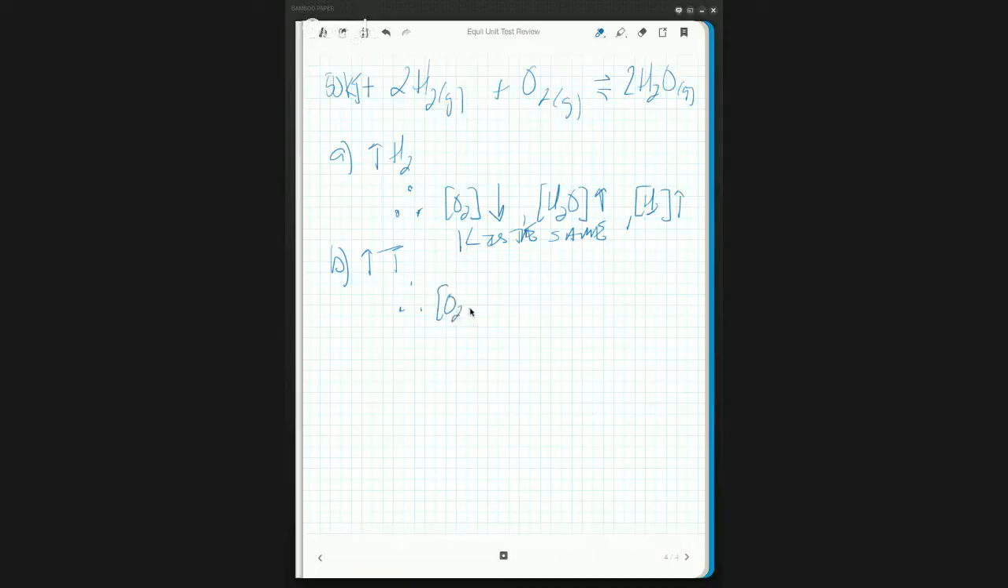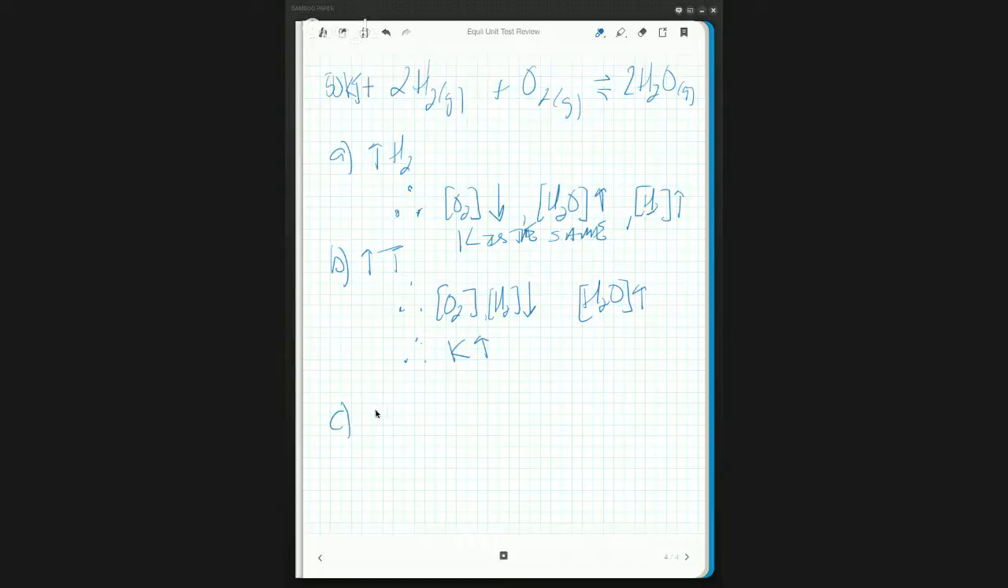So in that case, the concentration of O2 and the concentration of H2 both go down, and the concentration of H2O goes up because it favors the product side, right? And what happens to the value of K? Well, if you increase the temperature, it was endothermic, so it shifted to the right and made more product, and K is products over reactants. K is going to increase. It's the only way that K is going to increase.